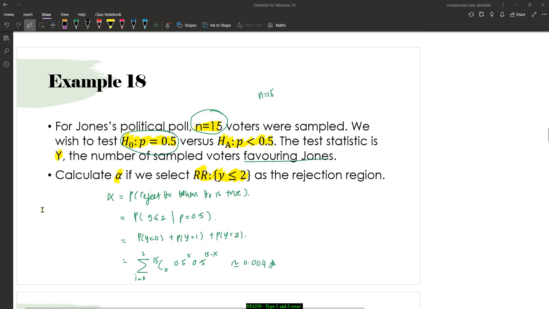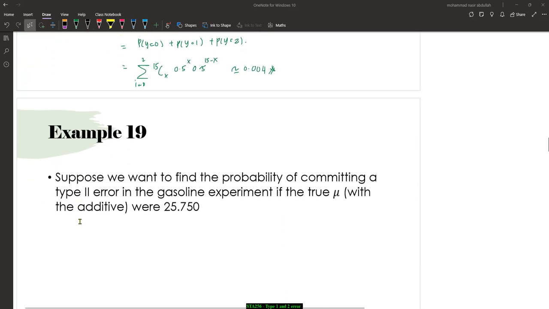Boleh eh? So very simple. Let's look at example number 19. Ada soalan tak setakat ni? I think very simple, right? But not that simple lah.